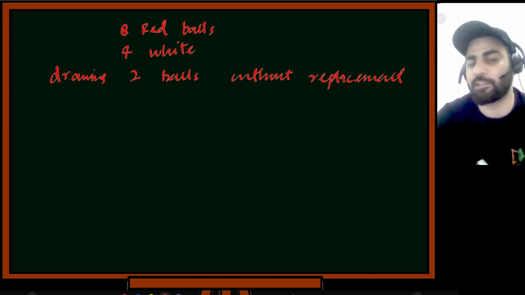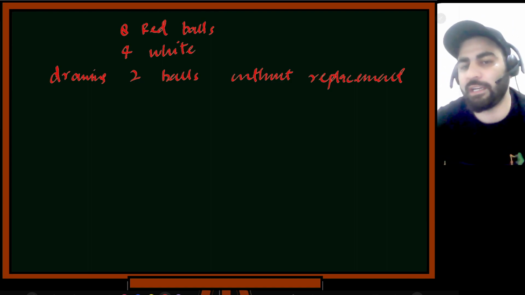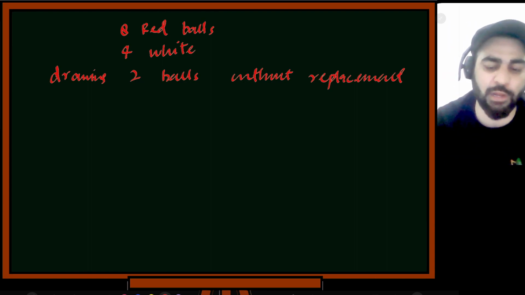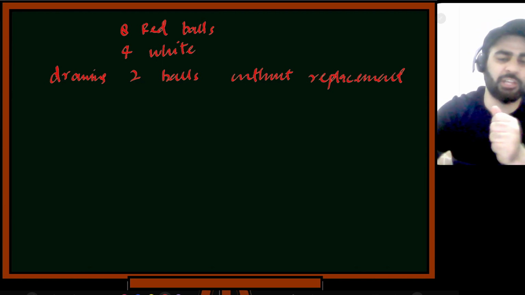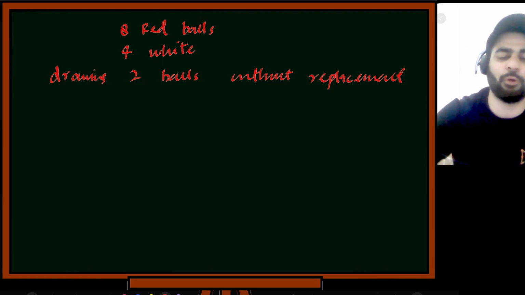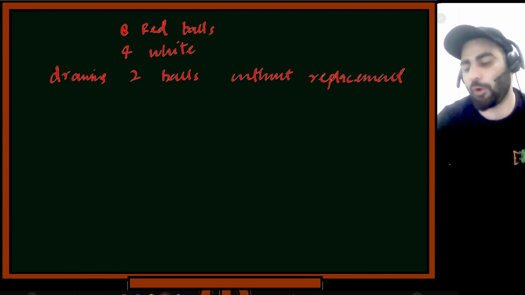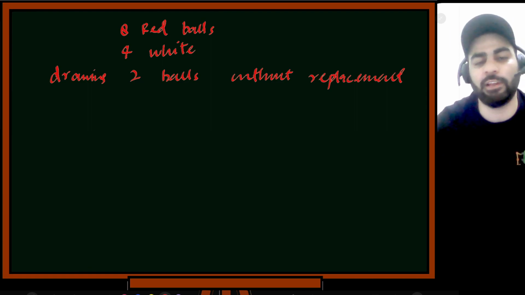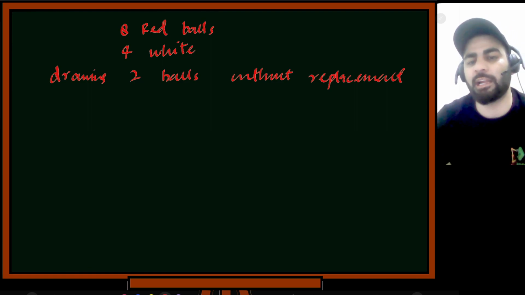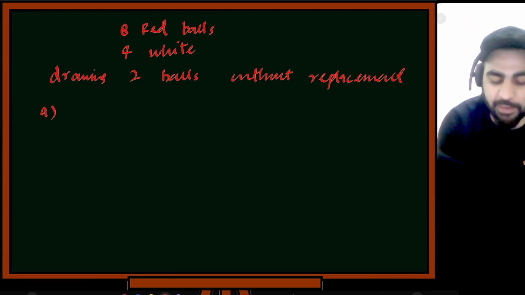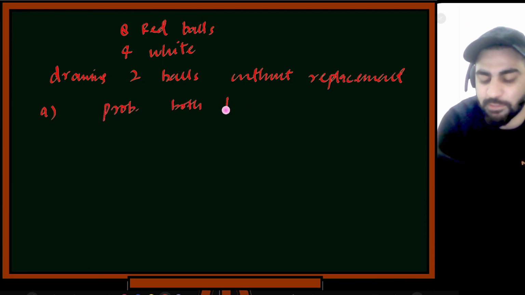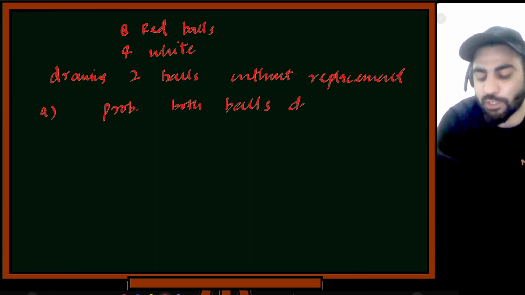The first question is, if we assume that each ball in the urn is equally likely to be drawn. This is the assumption we are making: we shake it well, and every ball has an equal probability, so they are equally likely events. So what is the probability that both balls are drawn red? This is part A: the probability both balls drawn are red.